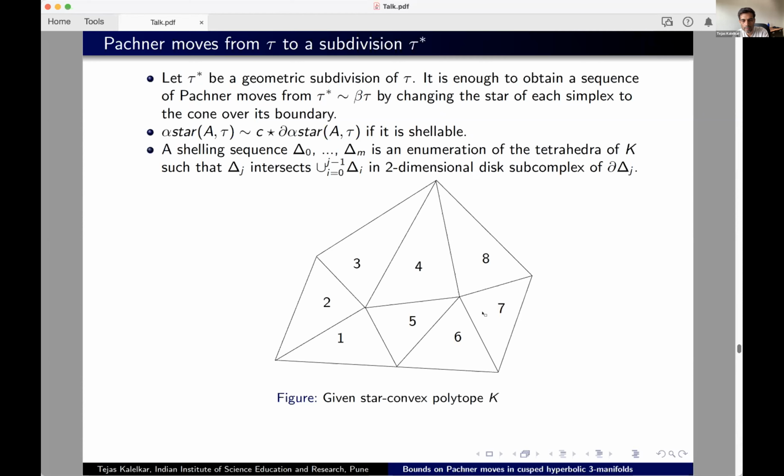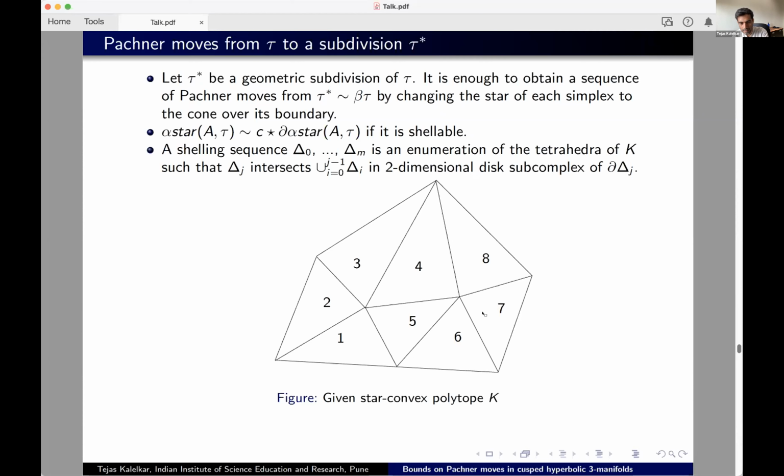So what you see over here is a shelling sequence. You see 2 intersects 1 along a one-dimensional disk. So I'm having 3 intersects 1 union 2 in a one-dimensional disk. 5 intersects 1 union 2 union 3 union 4 in a one-dimensional disk. So whenever you have such a sequence, we call it a shelling sequence.